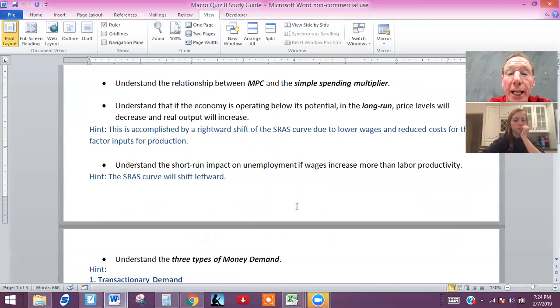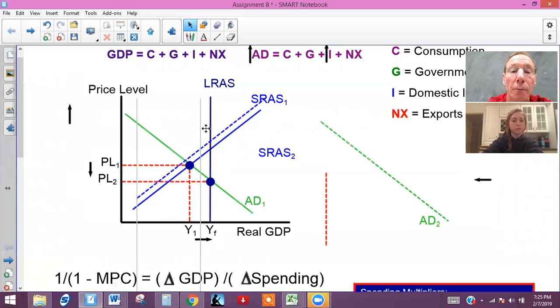Now, what's going to happen if wages go up more than productivity? That means that supply in general, because wages are part of the cost of supply, is going to go up. And that's going to mean a leftward shift. So that's going to drive the short-run aggregate supply curve to the left, so it goes this way. Supply gets more expensive because wages are higher.